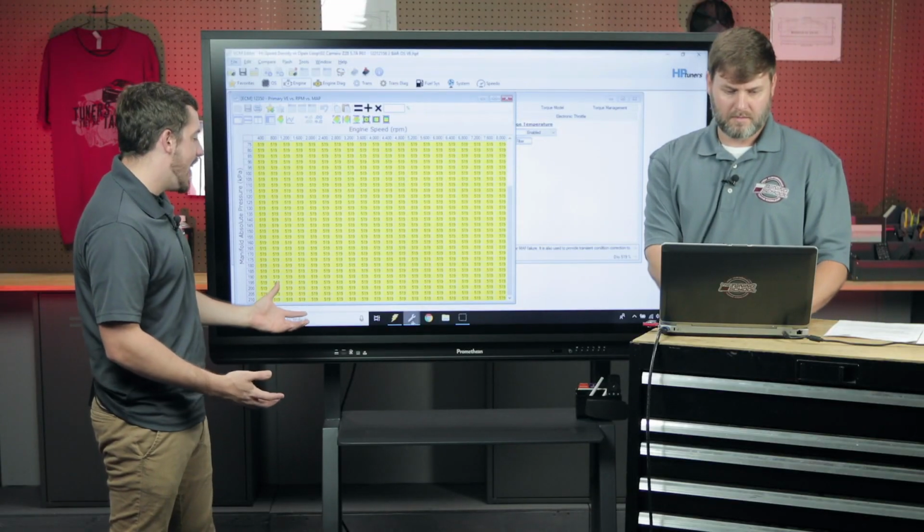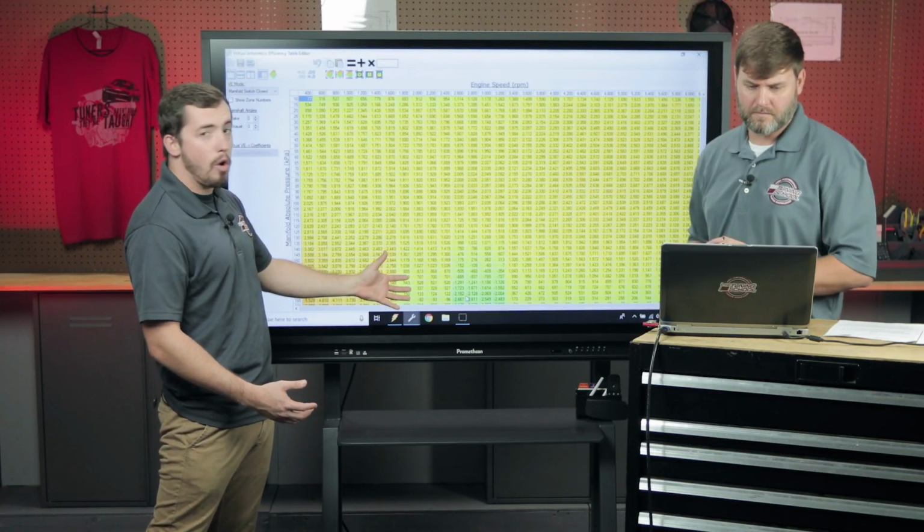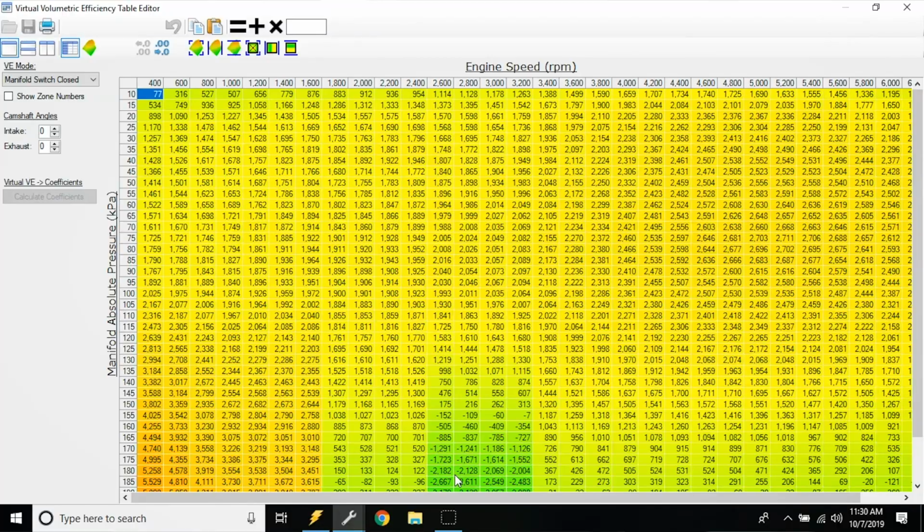The last example we have is of a Gen 4. This is a virtual VE, right? Still a VE table, still based off of manifold absolute pressure, still based off engine speed, but now we've got that airflow reading on the inside, and you notice the table's a lot larger.